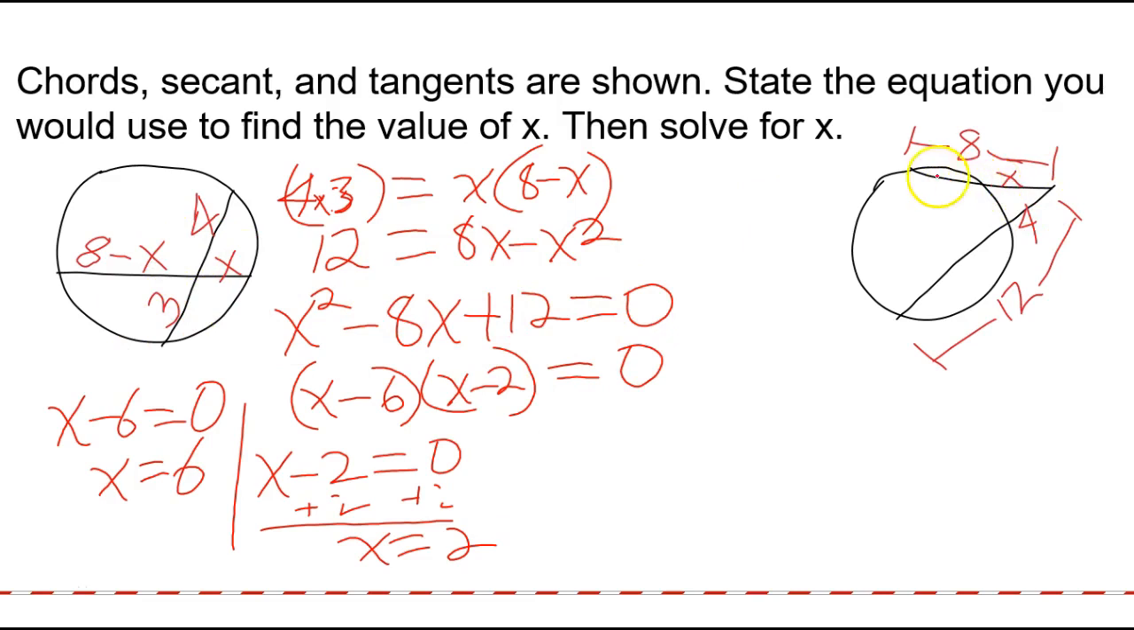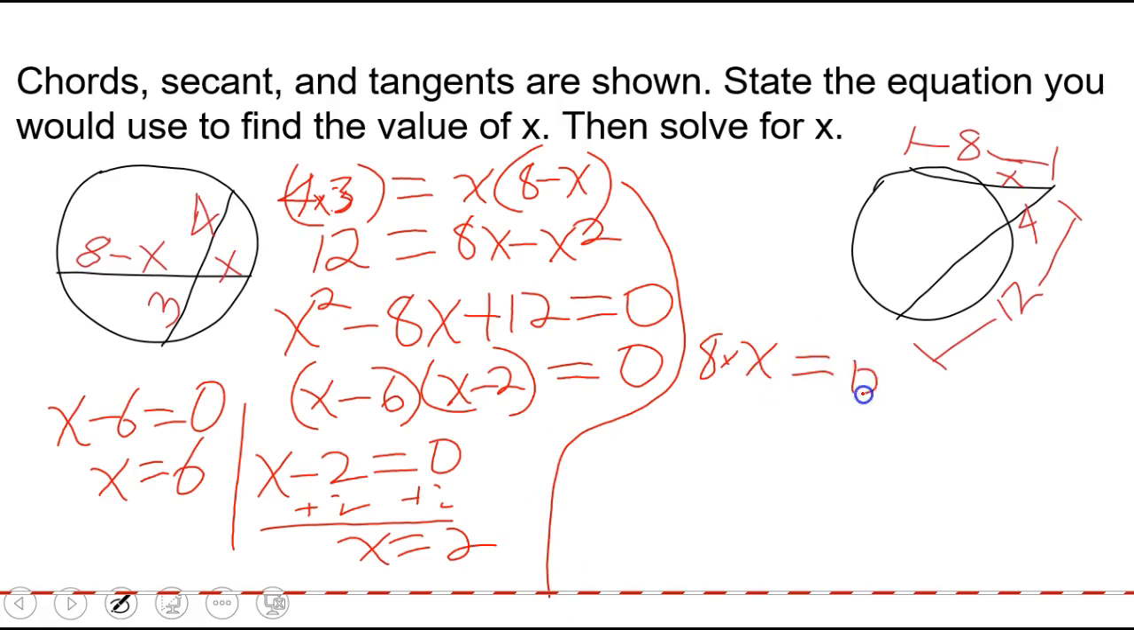So how about this? These are two secants. Each one of them crosses the circle in two different places. From here to the end, you're going to have one length of it, which is 8. So 8 times x is going to equal 12 times 4.